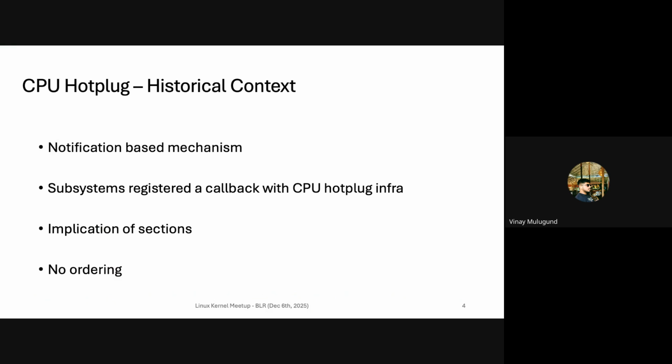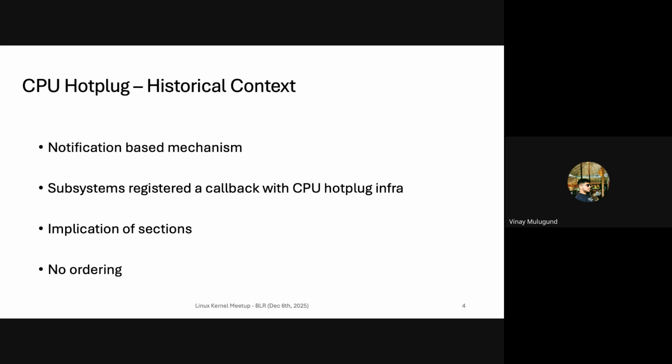Okay, so I just wanted to talk about how it is implemented. Back when we were using CPU hotplug for hardware failure, to support hardware that was failing and let the kernel run and remove them, we used notification-based mechanisms, where subsystems that needed to be notified that a CPU is being hotplugged, either added or removed, would register a callback with the CPU hotplug infra. Then, when a CPU hotplug operation is started, those callbacks will be invoked.